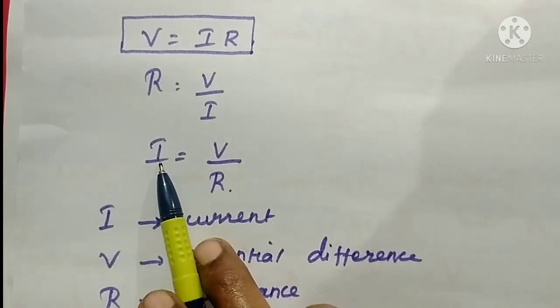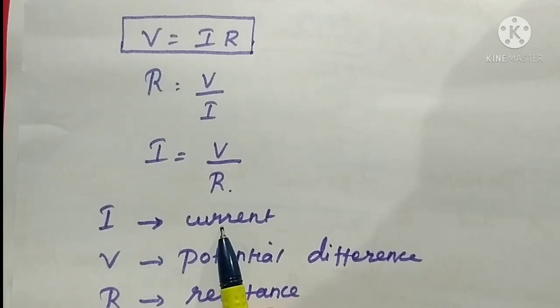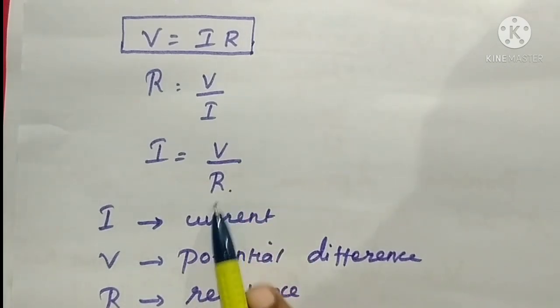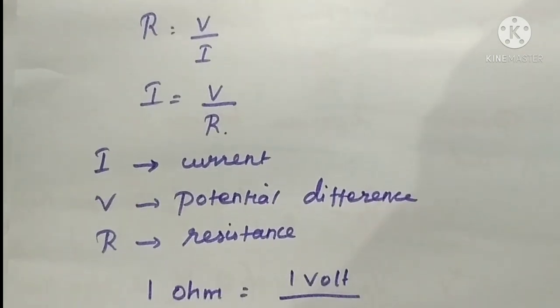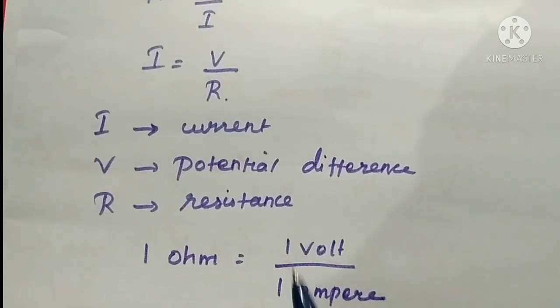Here you all know that I represents current, V represents potential difference, and R represents resistance. Now we are going to discuss what is 1 ohm. 1 ohm is equal to 1 volt by 1 ampere. What is the meaning? If the current is 1 ampere and the developed potential difference is 1 volt, the resistance is 1 ohm.